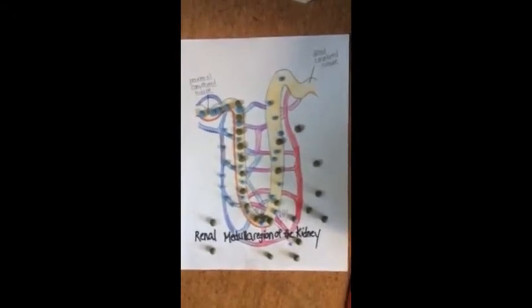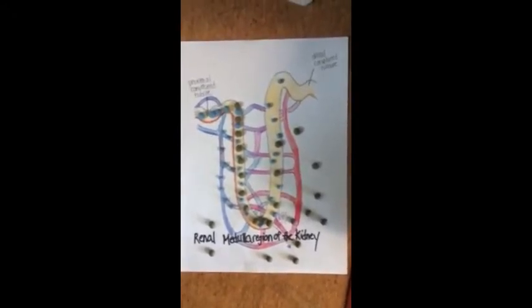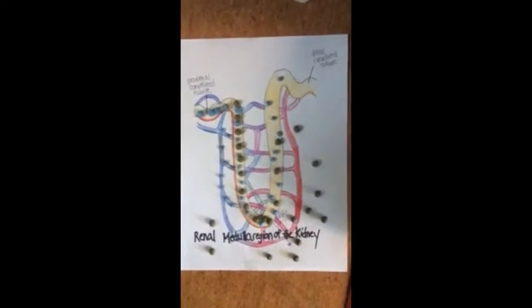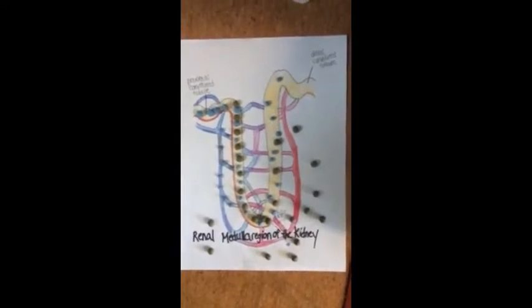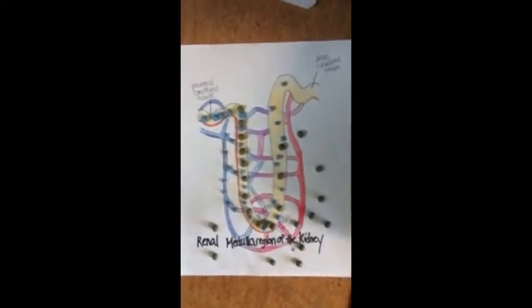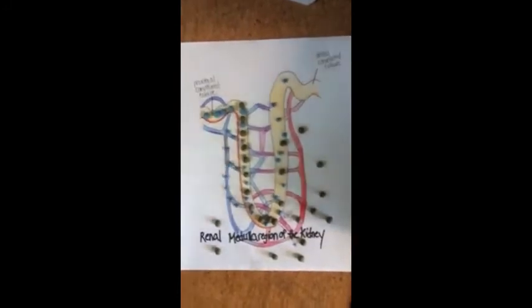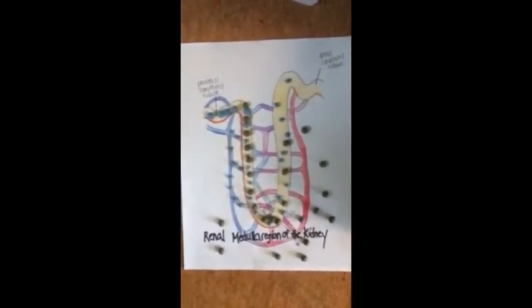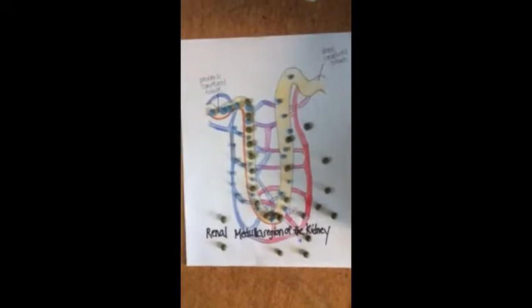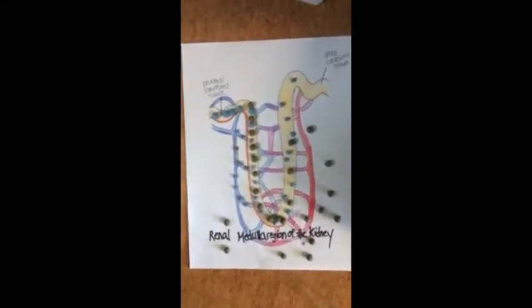The descending portion of the loop of Henle is permeable to water, but impermeable to salt ions. Water leaves the tubule and gets absorbed into the bloodstream. The volume of the filtrate is reduced, and the salt concentration in the filtrate increases.